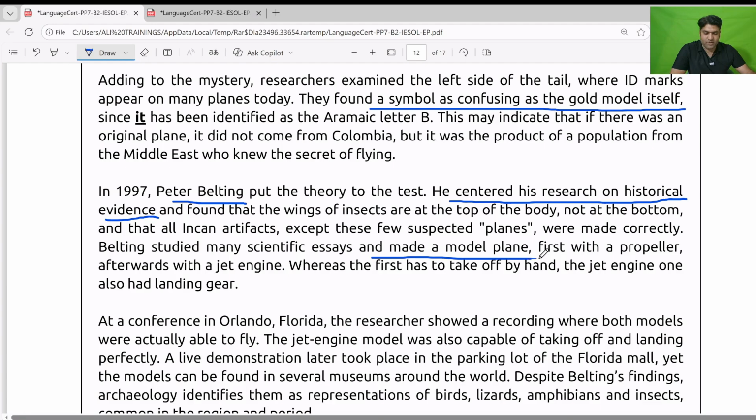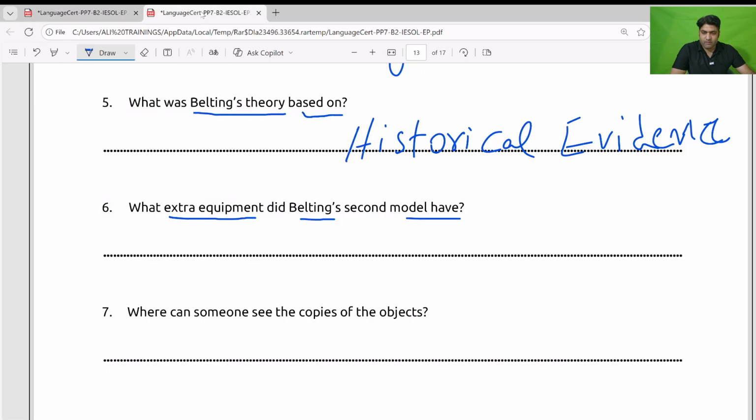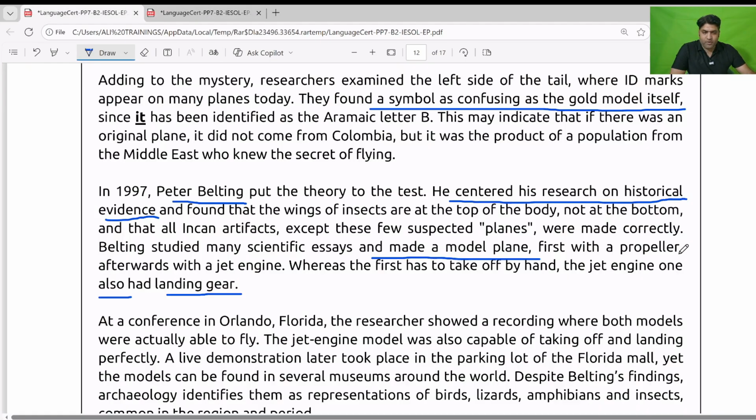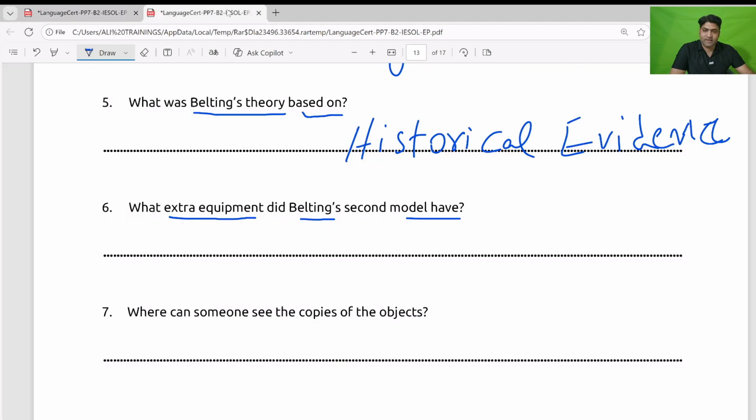Here we are going to locate the answer. First with the propeller, afterwards with the jet engines, whereas the first has to take off by hand, and the jet engine one also had landing gear. Also means extra or one more. So landing gear was the extra thing. What extra equipment did Belting's second model have? It has landing gear.